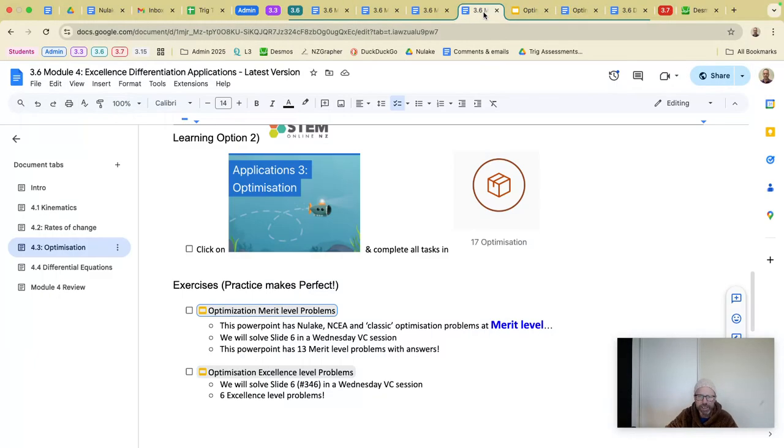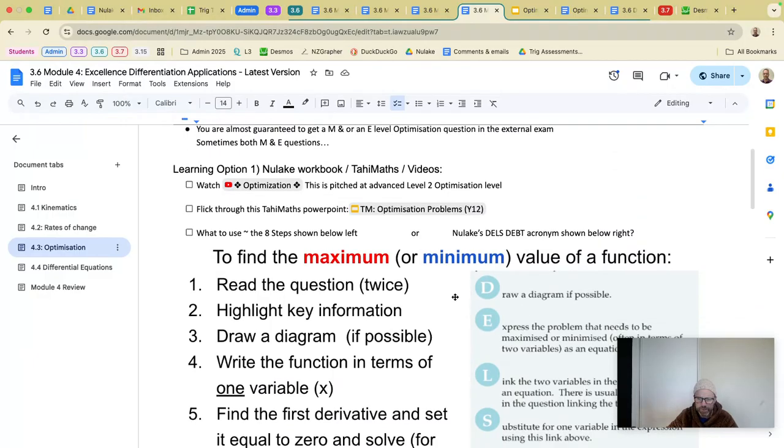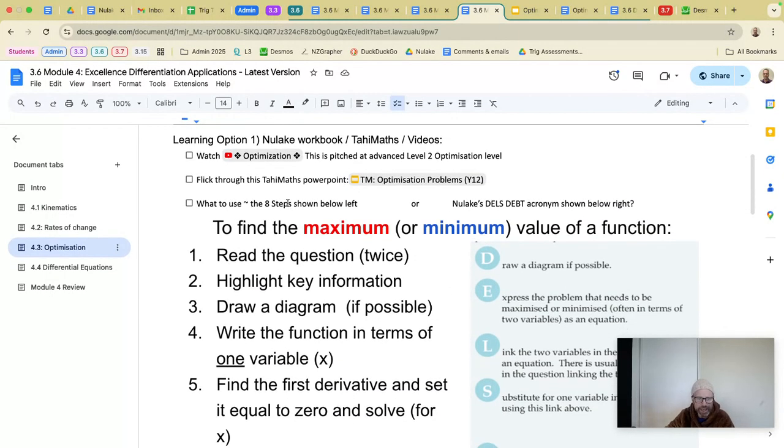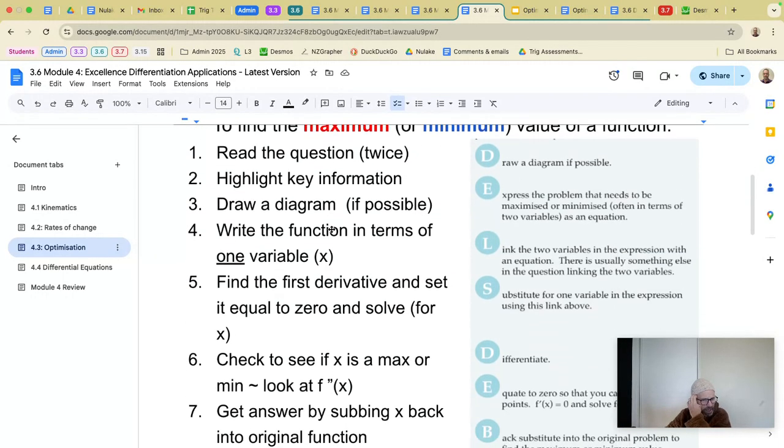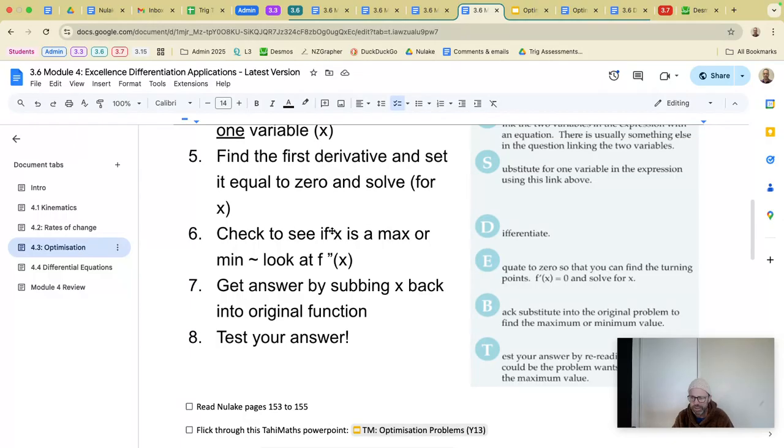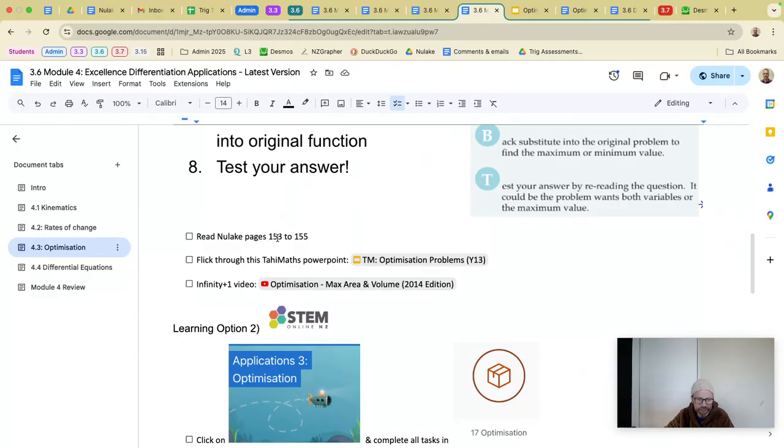So going back to here, that's why that's in front of you here. Use the 8 steps below left, or NewLake's DELS, DEBIT acronym shown on the right here. Okay, so definitely I'll be doing some entry-level, merit-level stuff, which would have been merit excellence from last year, and then building. And the key to it is your algebra and how you set up the problem. 3 pages there. Definitely read NewLake.